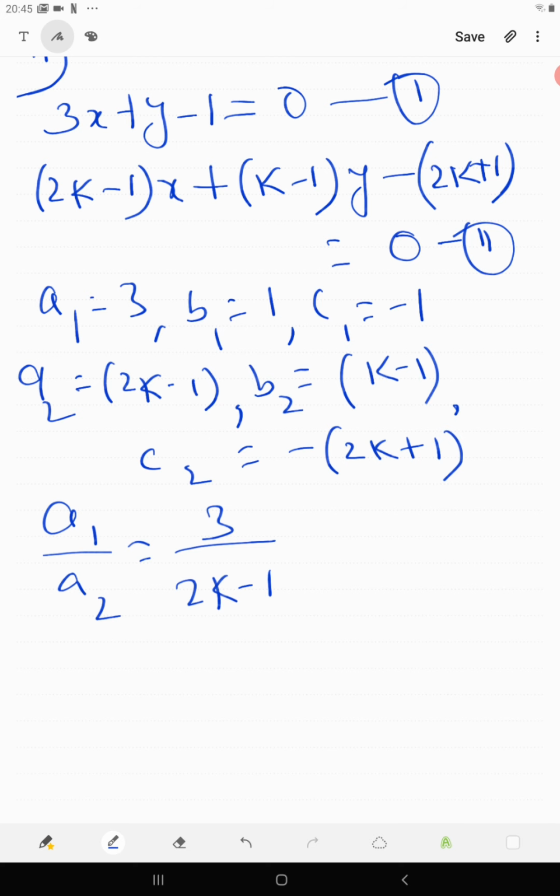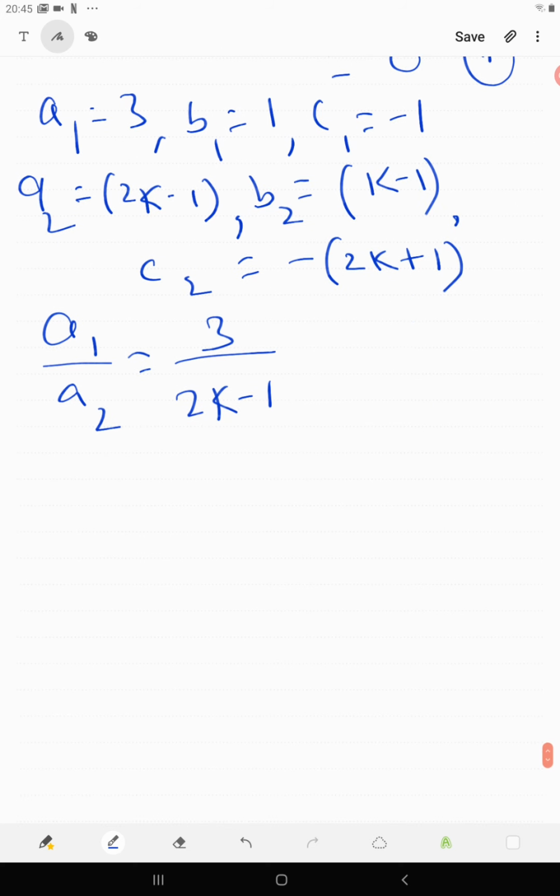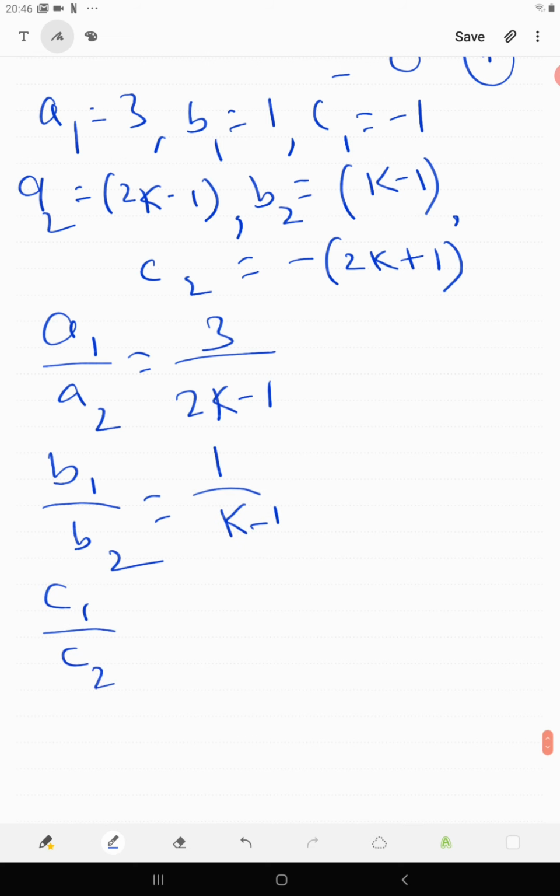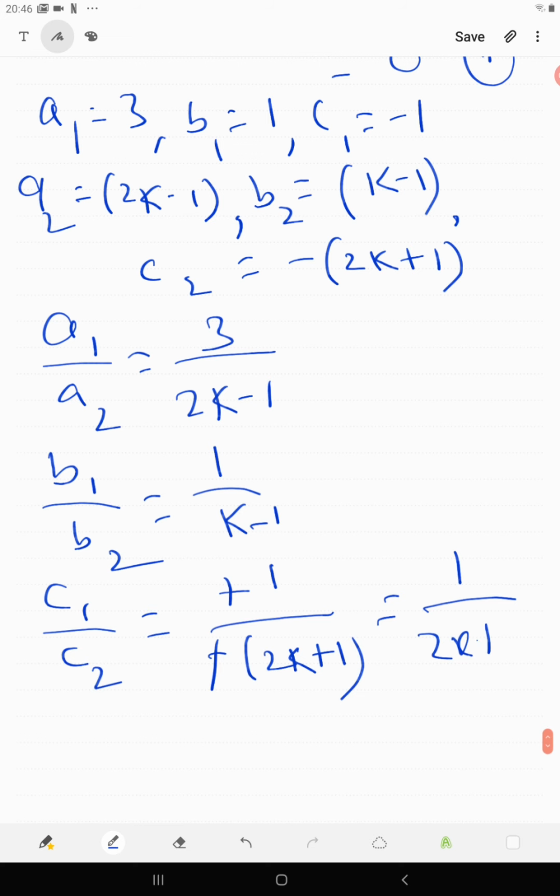3 by 2k minus 1. And b1 by b2 equals 1 by k minus 1. And c1 by c2 equals minus 1 by minus of 2k plus 1. Minus minus cancel, equals 1 by 2k plus 1.